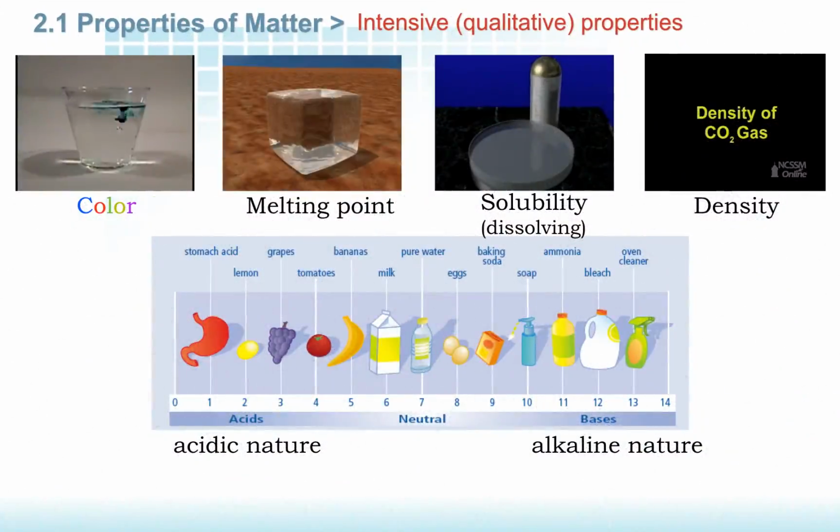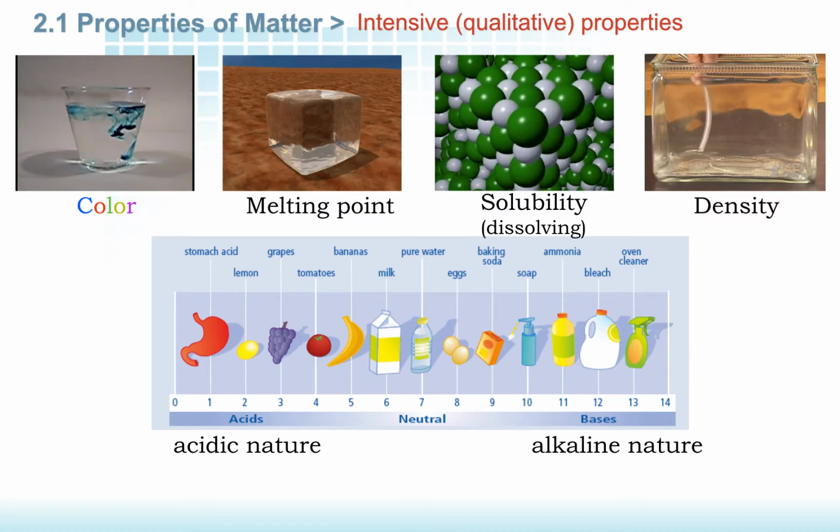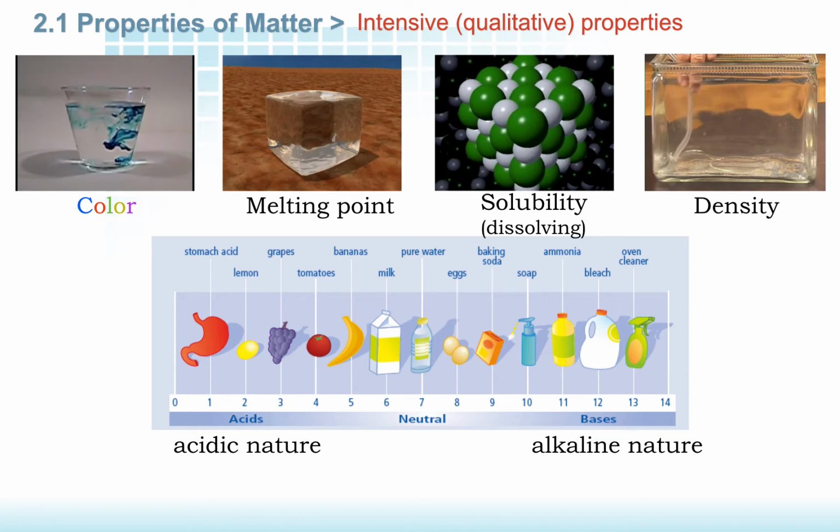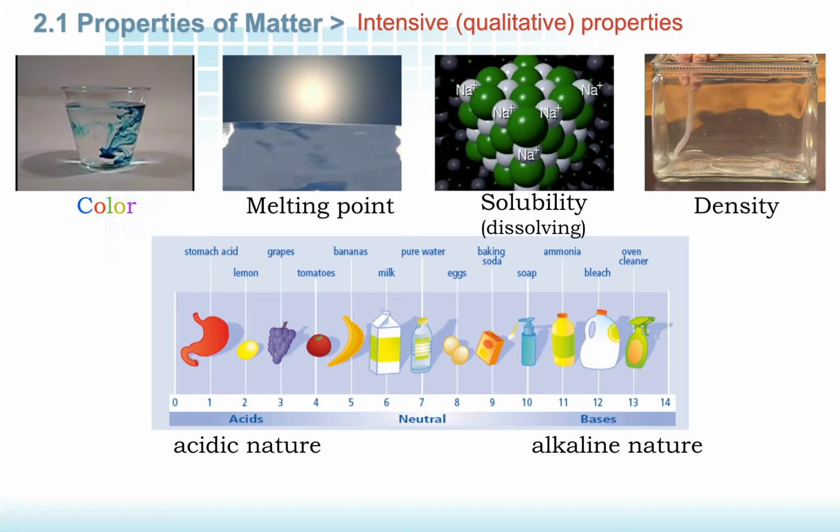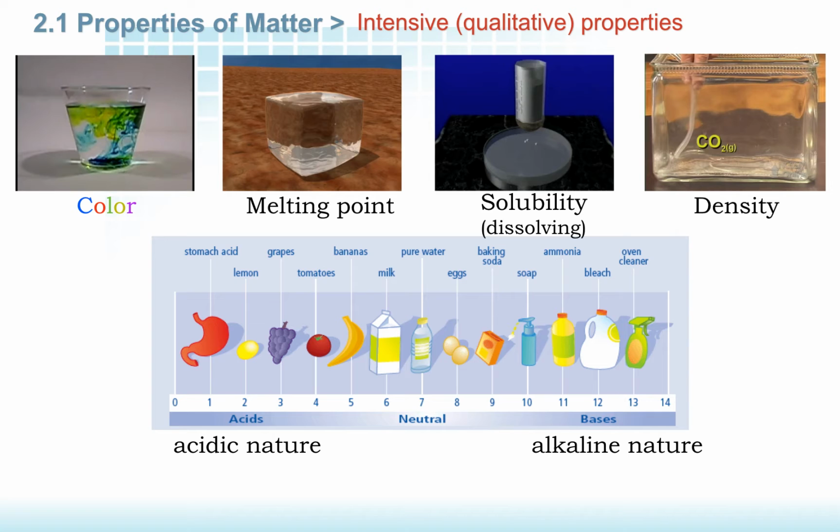Intensive properties are things that you don't measure necessarily in numbers. Like you wouldn't say you have a 7 blue. So color is an intensive property. The melting point of a substance is an intensive property because it doesn't usually change.